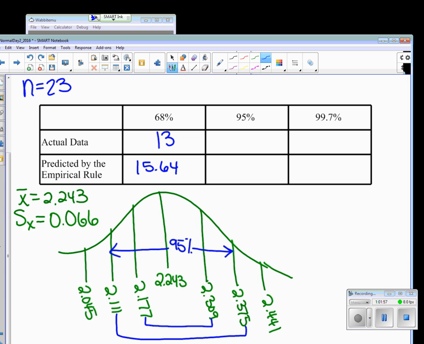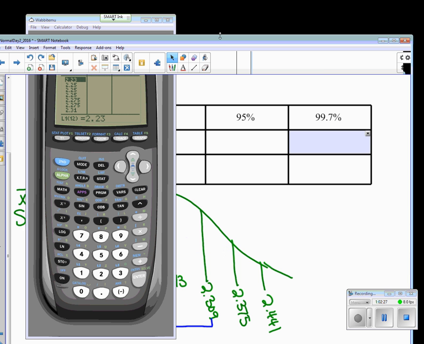They're close, right? Not as close as I would like. Close. What's the predicted for 95%? How many bags, if we knew it was exactly normal, how many bags would we expect to be between 2.11 and 2.375? Between two standard deviations. 21 point what? Where'd you get that number from? What's 95% of 23? And then what's 99.7% of 23?